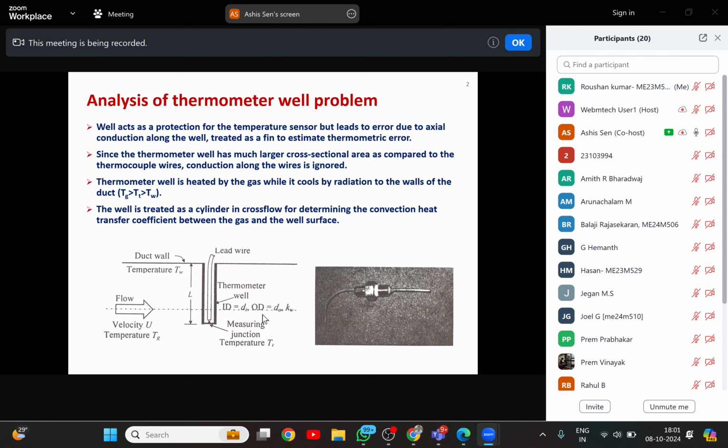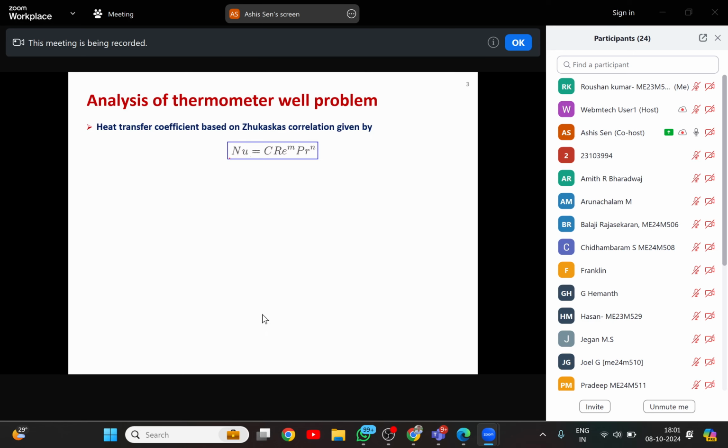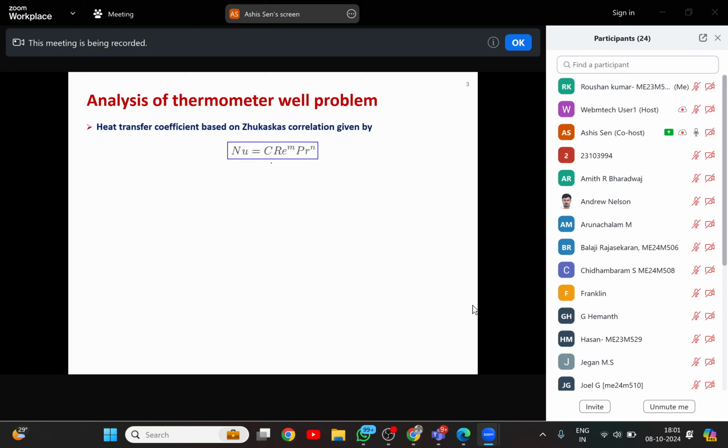That means there is going to be a temperature difference between Tt and Tg, which we are going to find out from the thermal analysis. So we said that, first of all, there is a cylinder which is sticking into the flow, into the tube. And typically in this kind of scenario, if you want to understand the heat transfer, you talk about the Nusselt number, which is a function of Reynolds number and Prandtl number. The typical correlation is given as C, some constant, times Reynolds number to the power m and Prandtl number to the power n.